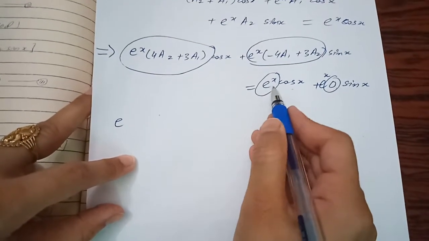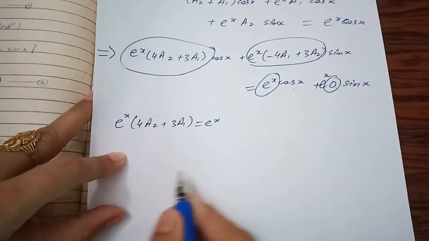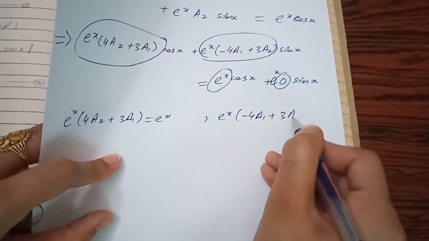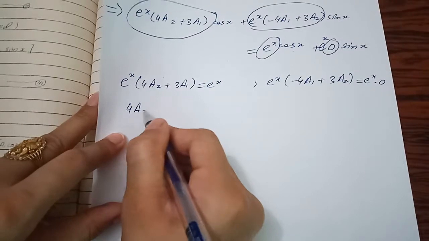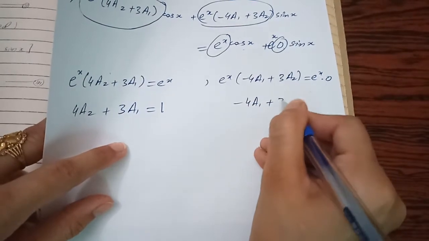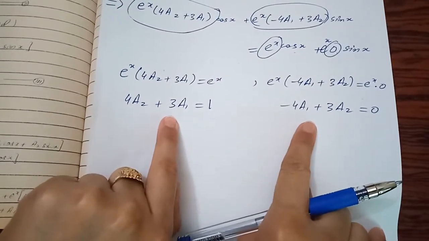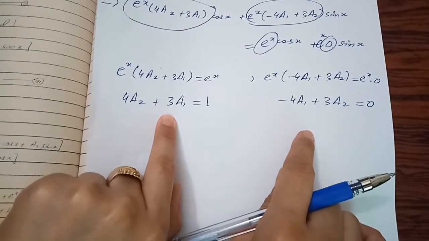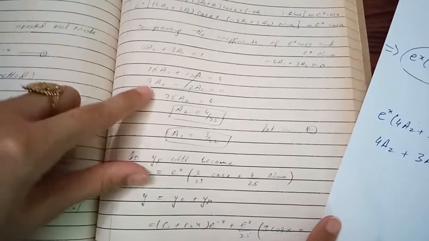If I compare the coefficients of cosine x, I will get e^x (4a2 plus 3a1) equals e^x. And if I compare the coefficients of sine x, e^x (minus 4a1 plus 3a2) equals e^x times 0. I will get here 4a2 plus 3a1 equals 1, and here minus 4a1 plus 3a2 equals 0. Now I am going to solve these equations simultaneously. You can add or subtract them after multiplying to get the same coefficients, or solve by substitution, any method. I have solved here by the elimination method.